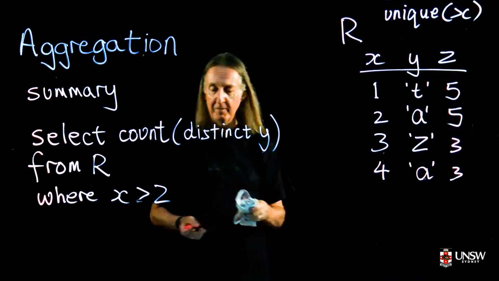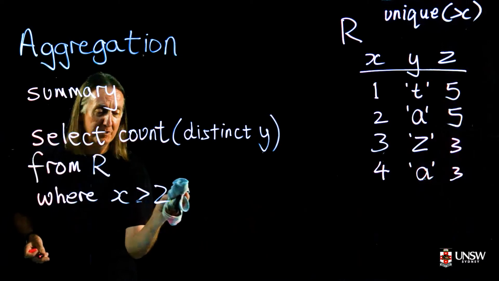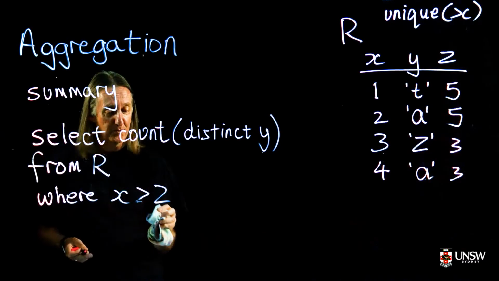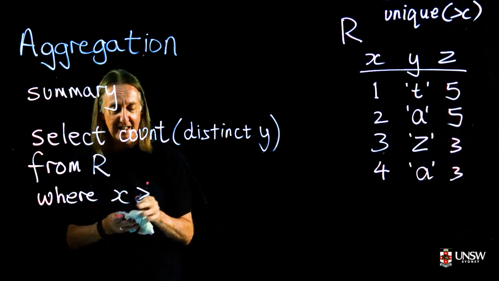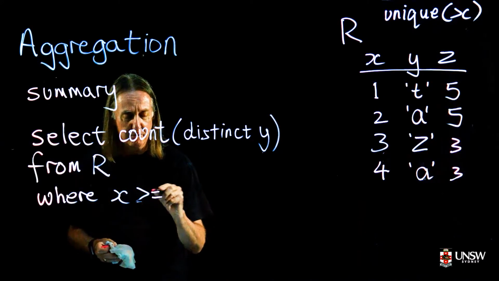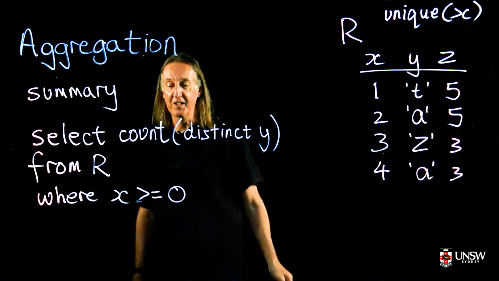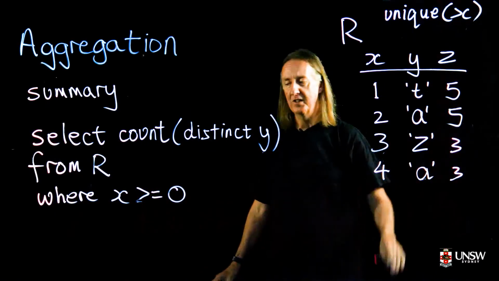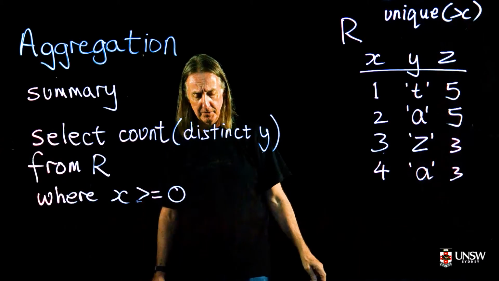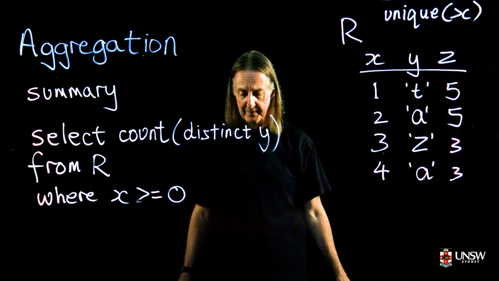Except that here I was assuming we were going to count the whole thing. Let's change the where clause to where x is greater than or equal to 0. So that would include all the tuples, because every tuple has an x value greater than or equal to 0.